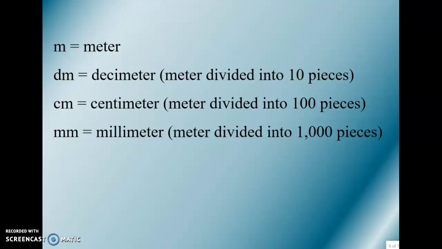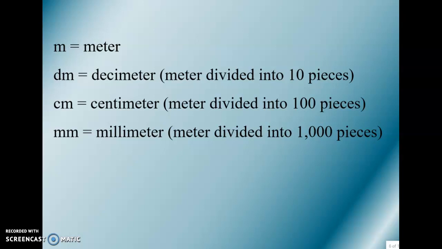We're going to use M for meter. Anytime you want to tell me something is 1 meter long, you're going to use an M. A decimeter, that's a meter stick divided into 10 pieces. So it would be 1 decimeter, 2 decimeters, 3, 4, 5, 6, 7, 8, 9, 10 decimeters are in 1 meter.